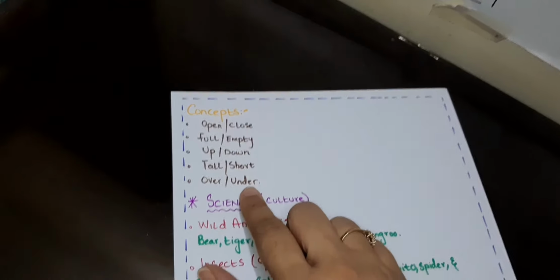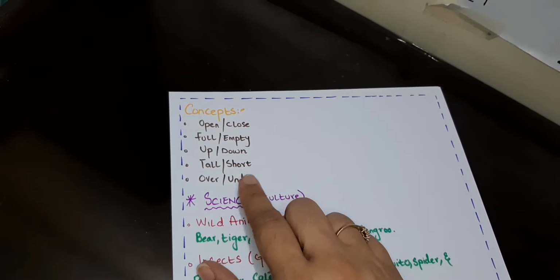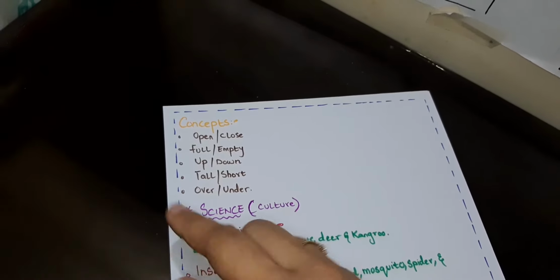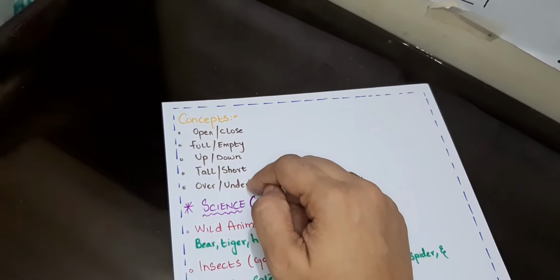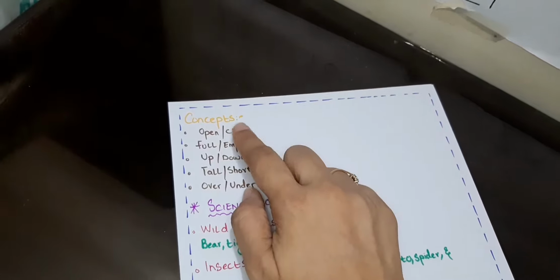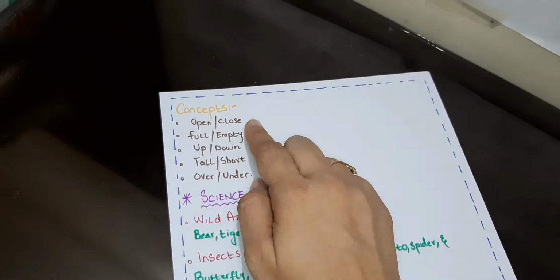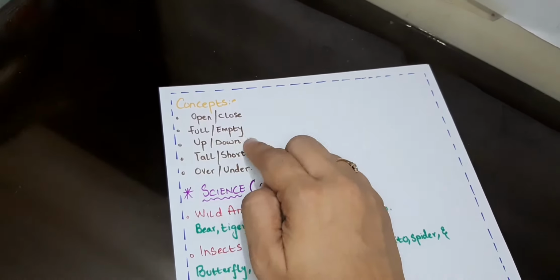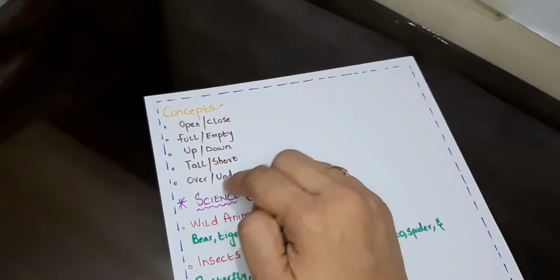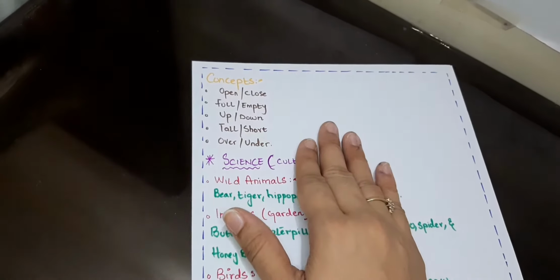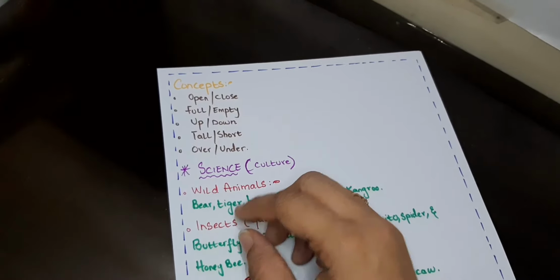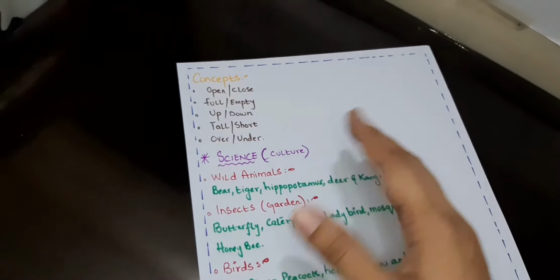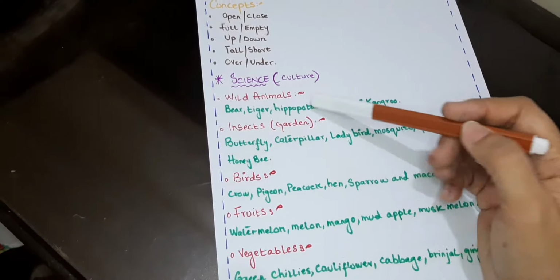So let's move on to the concepts. You have seen the previous concepts if you're coming from the first term syllabus, so you know what I've introduced in the first term. In the final term, they're going to do open, close, full, empty, up, down, tall, short, over, and under. You can show pictures and they can color them and learn the concepts with the help of those pictures. So let's move on to science.